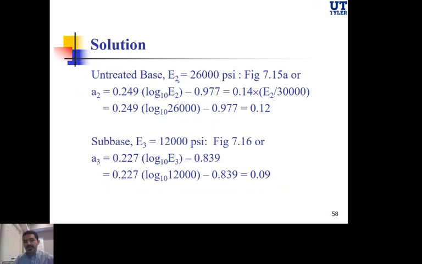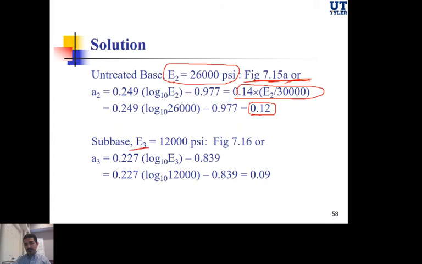For A2, we're going to use the equation that I showed you last time. For the untreated base, having E2 equal to 26,000 psi, you can use either this figure, 7.15a, or this equation: A2 is equal to 0.249 times the log of E2 minus 0.977. So this is the equation that you're going to be using here. So we have 0.249 times log of 26,000 minus 0.977. So the layer coefficient A2 will be equal to 0.12.